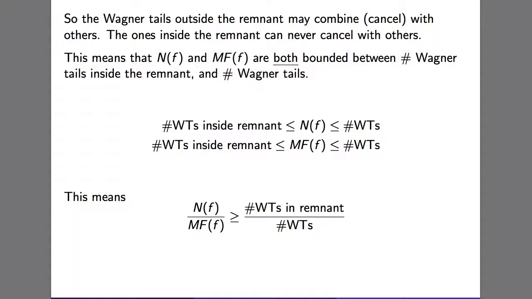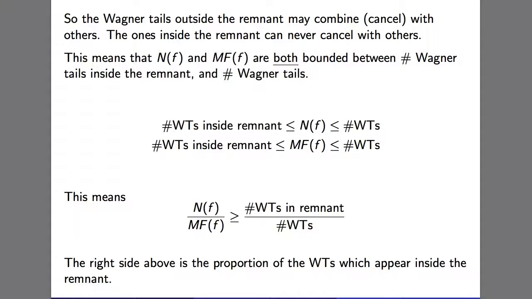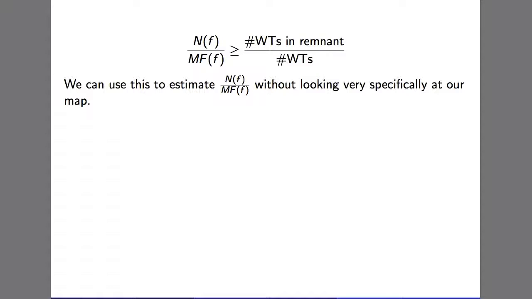And this means, if you want to consider the ratio, the biggest possible for the Nielsen number is the Wagner tails inside the remnant. The Nielsen number is greater than the Wagner tails inside the remnant, right? And the minimum number is less than the total number of Wagner tails. So this is a bound for the ratio of the Nielsen number. All right? The right side, you can consider this is just the proportion of those Wagner tails which are inside the remnant. We have all possible Wagner tails, and we take the quotient with just the ones inside the remnant. Okay? So we can use this to estimate the ratio actually without looking very specifically at our map.